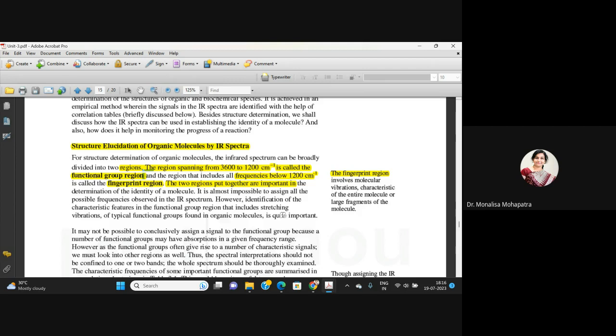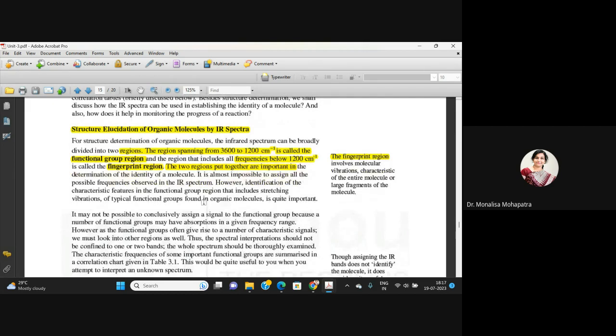If you have synthesized a molecule in the laboratory, you don't know whether your hand is good enough to synthesize that molecule or not. You want to cross check it with a spectroscopic method, so you have to do the structural elucidation. Later on, I will show you one table. So the functional group region is 3600 to 1200 centimeter inverse, and below 1200 is known as the fingerprint region.